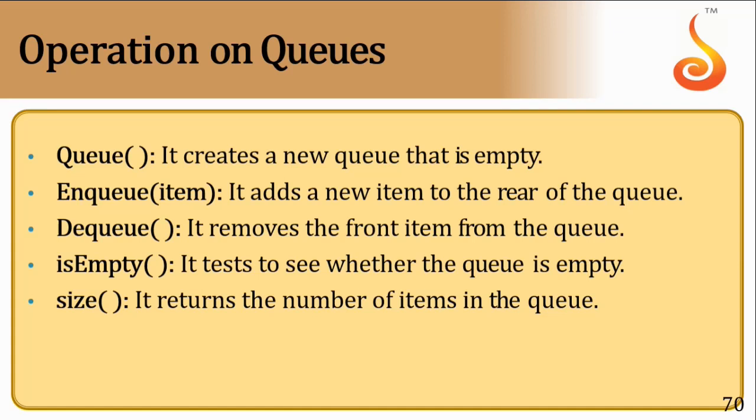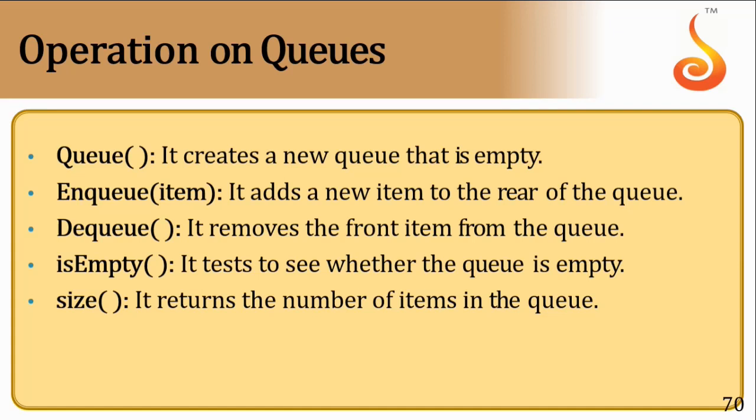And another one is size, which obtains the number of elements in the queue, or it returns the number of elements in the queue. Is empty tests whether the queue is empty or not. And apart from that, there are two conditions again in the queue, that is the underflow condition. What is underflow? When you are trying to delete an element from an empty queue, that is, there are no elements in the queue and you are trying to delete it, that gives rise to the underflow condition.